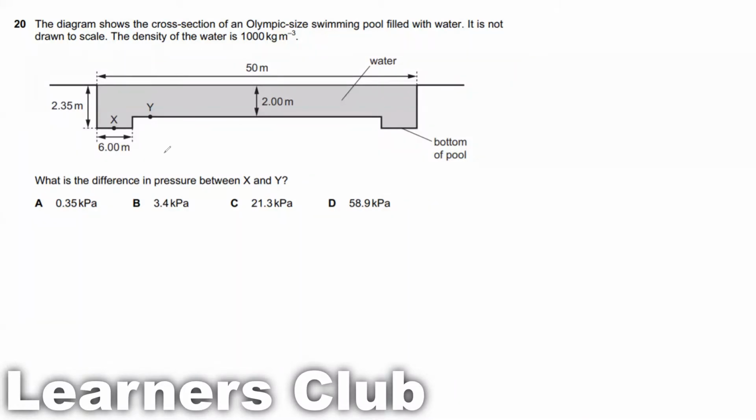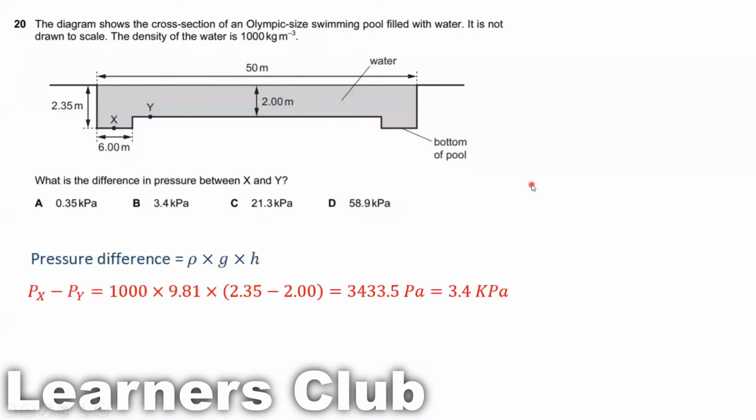So to find the pressure difference, first we need to find the pressure at this depth. That means from the surface to the point X, then we have to find the pressure to this point Y. And when we subtract both the pressures, we'll get the pressure difference between X and Y. So for liquid pressure, we need to use the formula rho g h. Since we are finding the pressure difference, rho is the density, g is the acceleration due to gravity, h is the change in height.